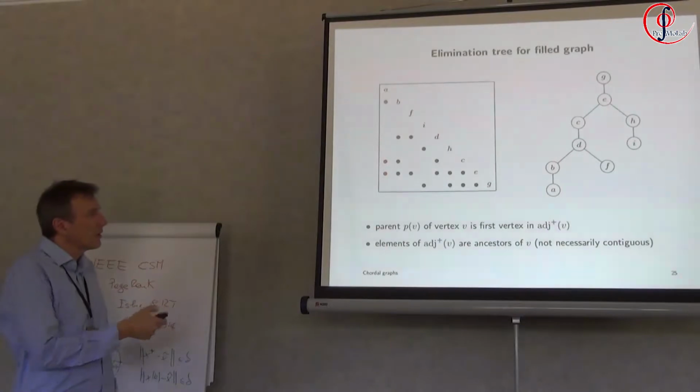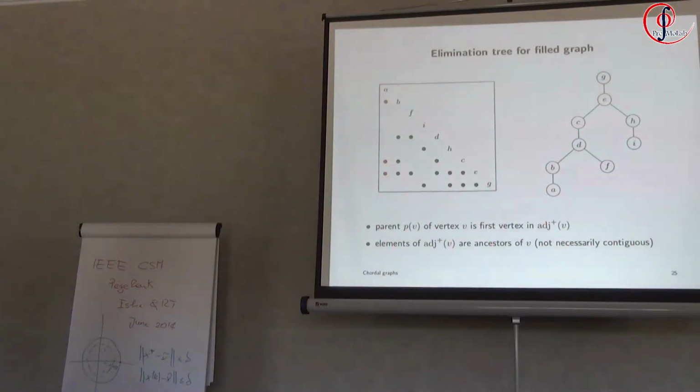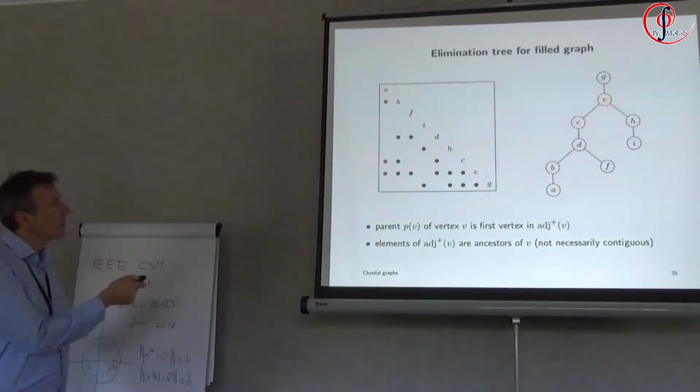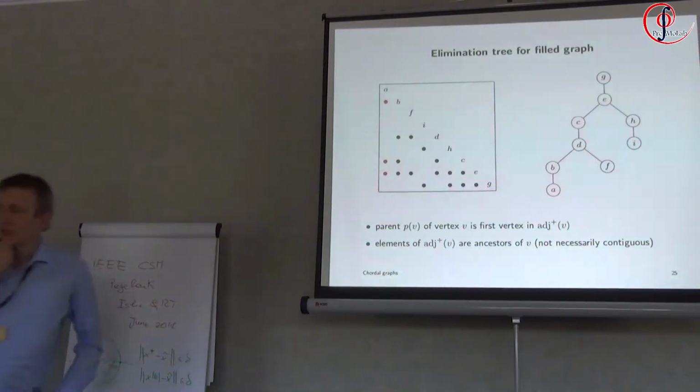But because it's a monotone transitive graph, there is actually much more information you can get from this. For example, by monotone transitivity, you can show that the elements in each column below the diagonal must be ancestors of that vertex in the elimination tree. And that follows from monotone transitivity.